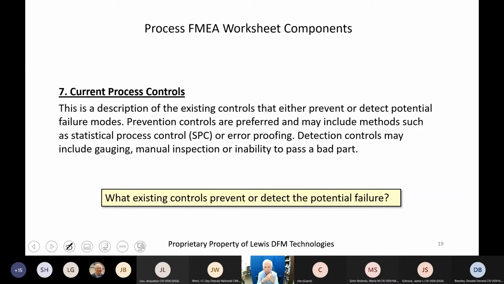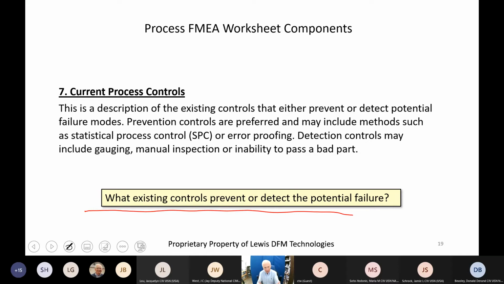Next, step number 7, we look at current process controls. This is a description of the existing controls that either prevent or detect potential failure modes. These are controls that are already in place. Okay? It's to say we're already doing some prevention. Let's build on it from there and let's understand what we're doing, because we may be able to alter what we're doing to affect the potential cause that has been identified.